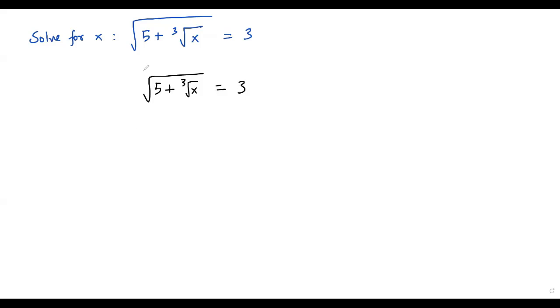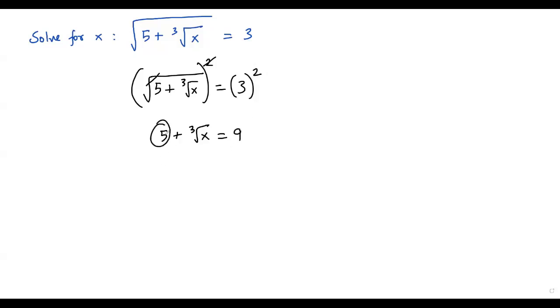Okay, so my first work is to get rid of the square root over here on the left side because we have the square root for the complete expression here. So to get rid of the square root, I have to square both sides of the equation. When I square both sides of the equation, the square root and square will cancel out. I'm getting 5 plus cube root of x equals, when I take exponent 2 for 3, that is 3 squared. So 3 times 3 will become 9.